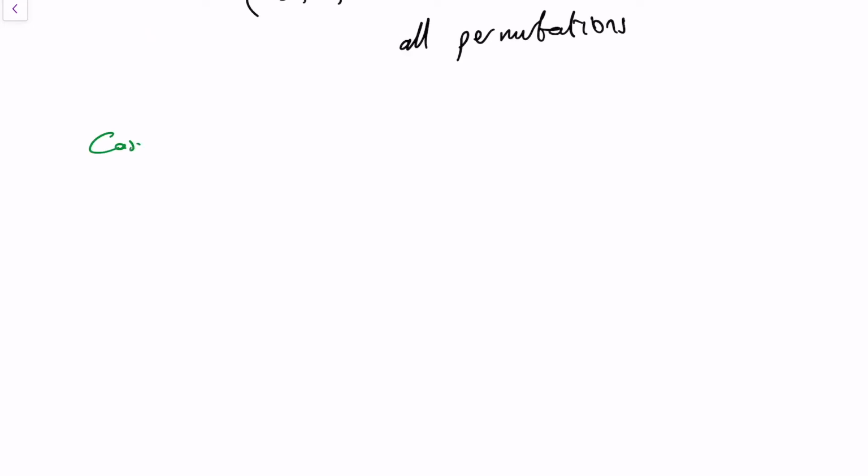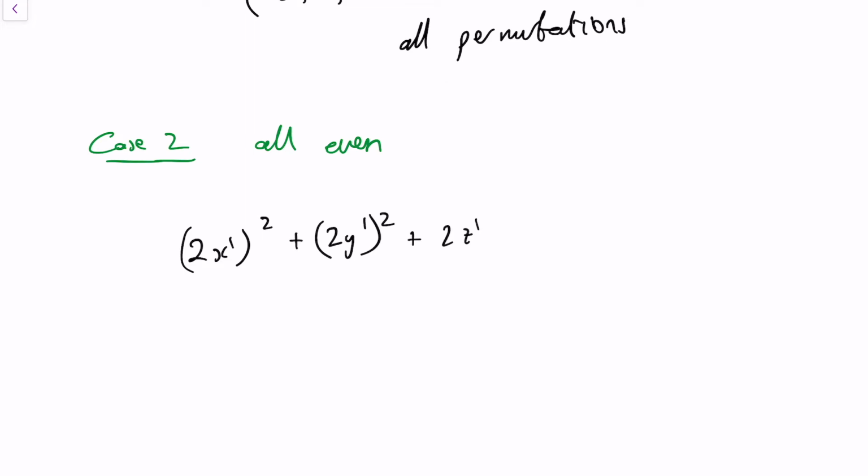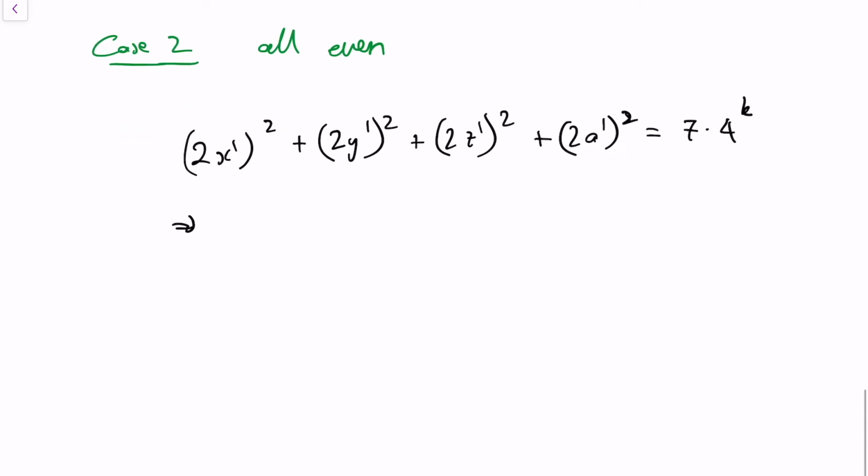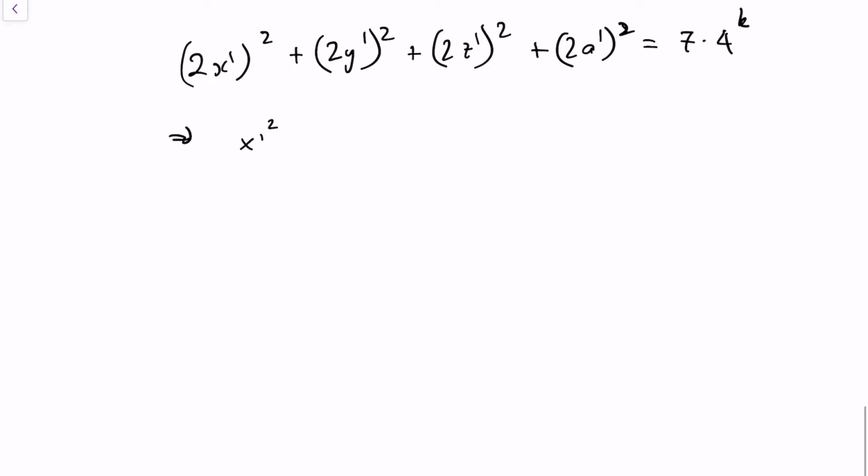Now, case 2, where all the numbers are even, we have 2x dashed squared plus 2y dashed squared plus 2z dashed squared plus 2a dashed squared is equal to 7 times 4 to the power of k. So that implies x dashed squared plus y dashed squared plus z dashed squared plus a dashed squared is equal to 7 times 4 to the k minus 1, right?